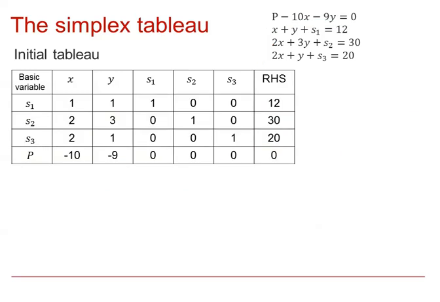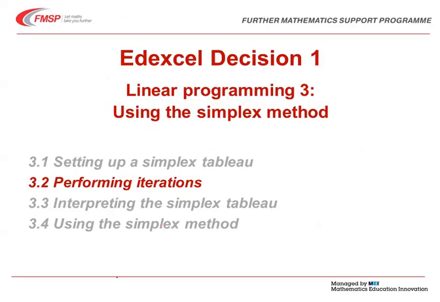So here's a table that we filled in earlier, and it's just important to note that common mistakes are leaving out the objective function or forgetting that it must be on the bottom row. So this is often called the objective row. And another common mistake is not aligning the columns up correctly. Okay, so in our next session we're going to look at performing iterations.